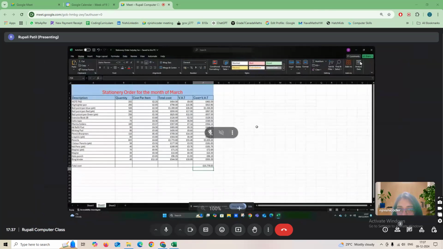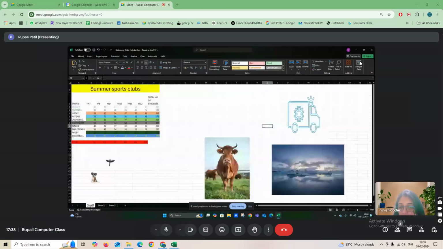Can you see? Yes, I can see. So good. I changed the value and I tried this. Up to this, I finished only. Actually, I didn't get time. What is that in sheet 1 and sheet 3, ma'am? Sheet 1 in my workbook, yes.